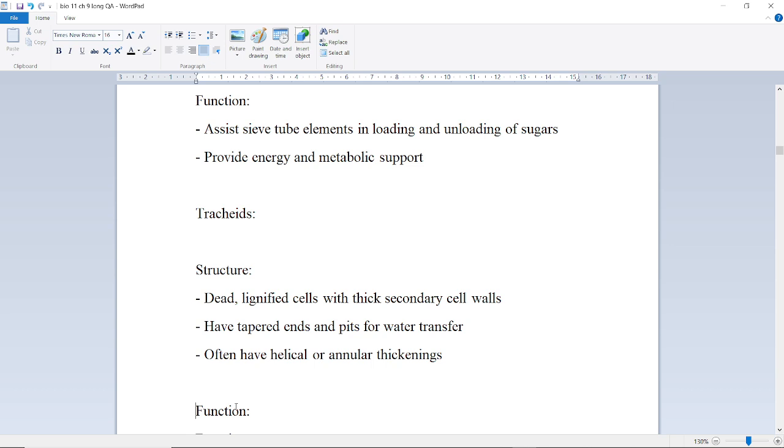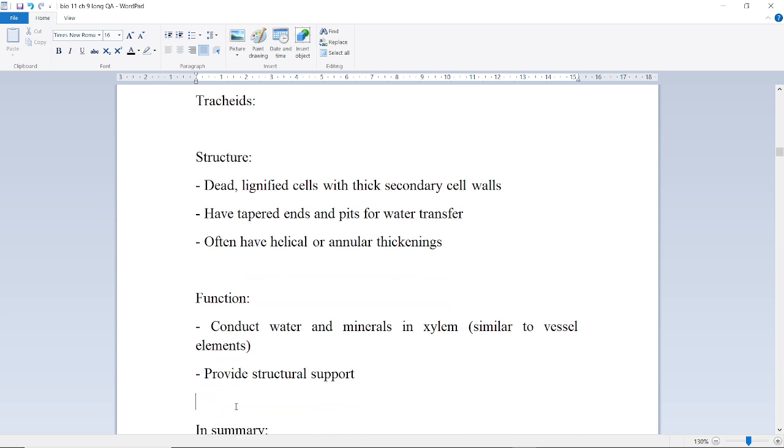Next is tracheids. Their structure is that they are dead, lignified cells with a thick secondary cell wall, have tapered ends and pits for water transfer, and often have helical or annular thickenings. Function: conduct water and minerals in xylem, similar to vessel elements, and provide structural support.